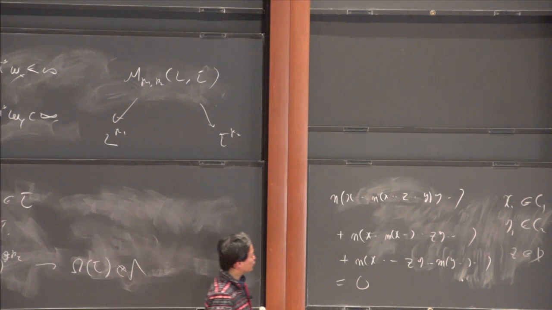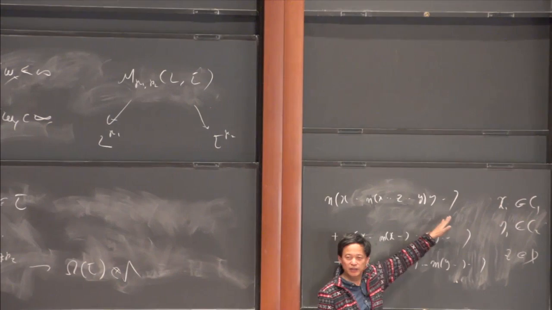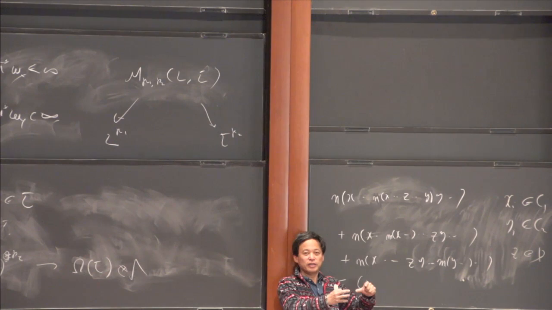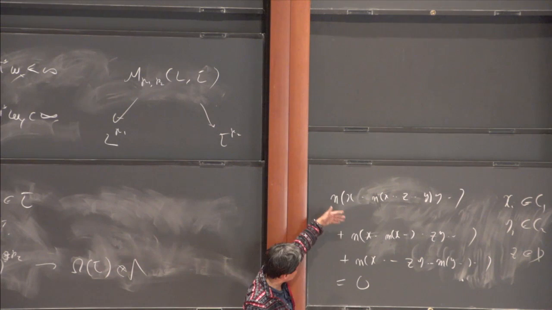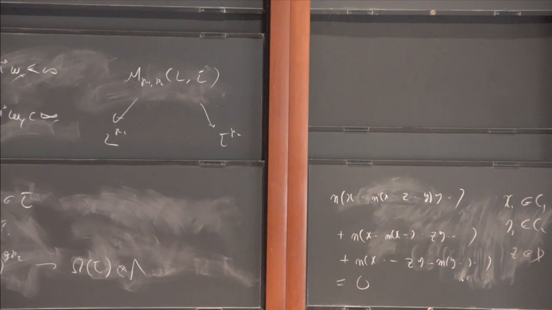And this looks complicated, but it's not so difficult. You have several x, z, and several y. And first, you take some connected subset. Then, if z is contained, you apply n. And if only x is contained, you apply m. And if only y, you also apply m. And then you apply n again. So then this sum should be zero. So that is this infinity bimodule structure.